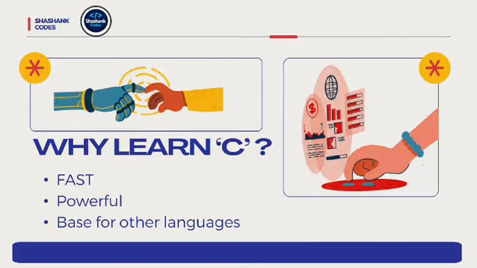Now, the question is, why should we learn C programming? C is very fast and powerful. It is also considered the base or foundation of many modern programming languages like C++, Java, and Python. If your basics are strong in C, learning other languages becomes much easier.